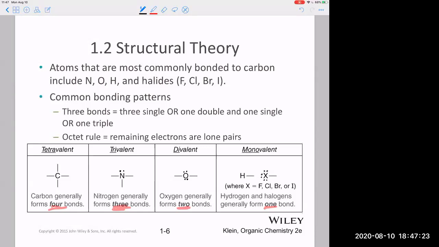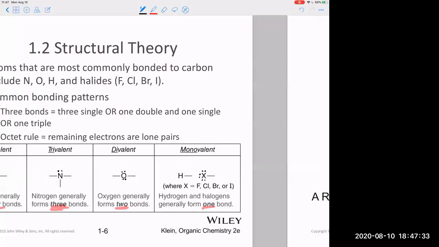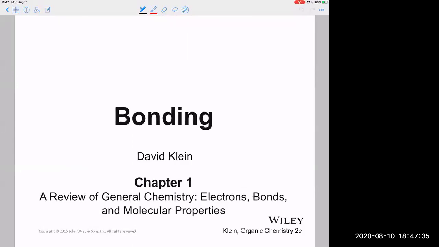And we'll work on building these, what are called Lewis structures, later in this lecture. We actually have to do a little bit of groundwork first, talking about the shapes of atomic orbitals. So before we can even get there, we'll have to go to bonding.